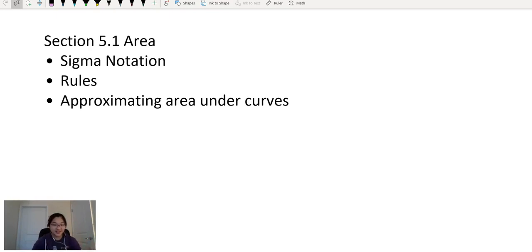And if you're a computer scientist, then this is very exciting to you because it's thinking about indexes and all that. Then we're going to talk about some rules with our sigma notation, this operation of summation. And then we're going to talk about a couple of different ways of approximating the area under curves. Similar to how the secant line gave us an approximation of a slope, with area under curves we can approximate using rectangles instead of a secant line.